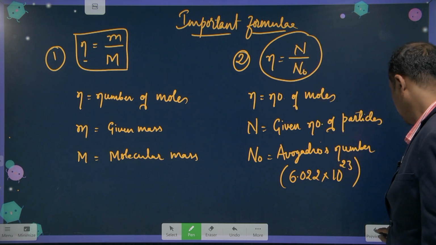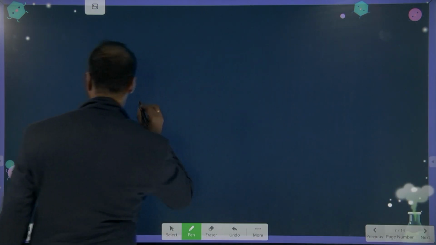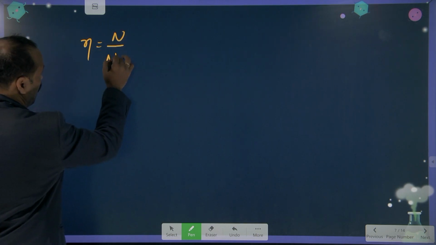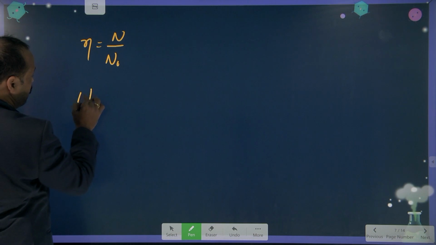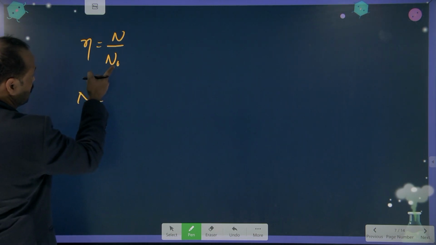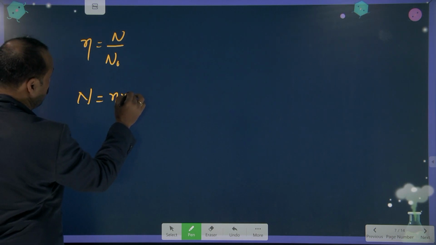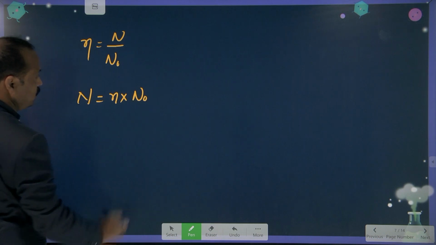So here you see now, n is equal to N by N naught. Now I want this number of particles N. So what can I write? N is equal to this N naught, I am bringing this side. It becomes N is equal to n into N naught. Is this clear to you?